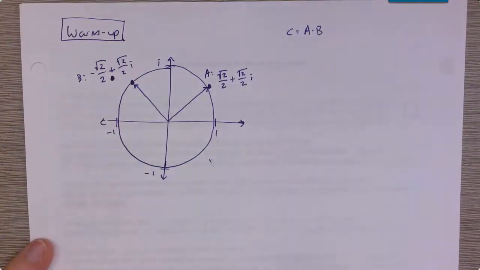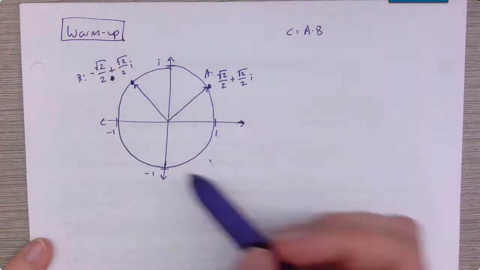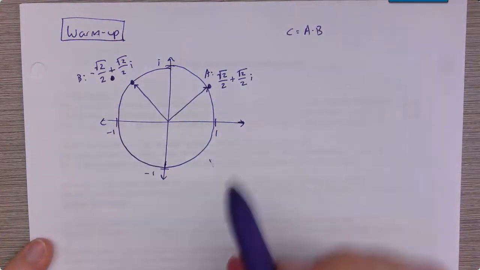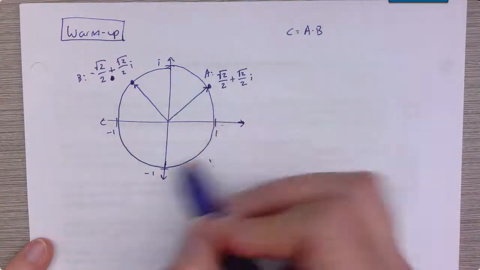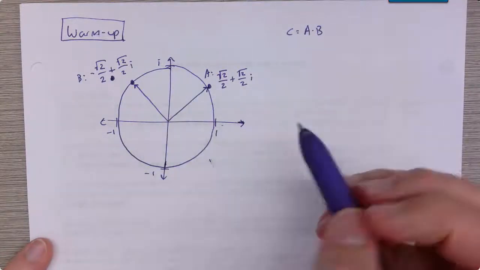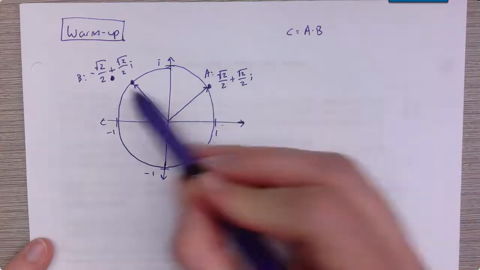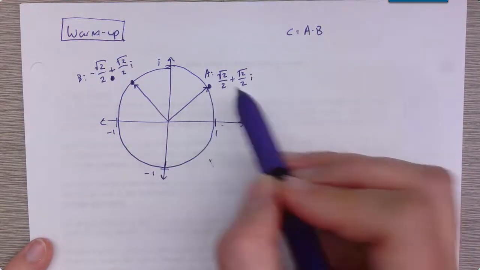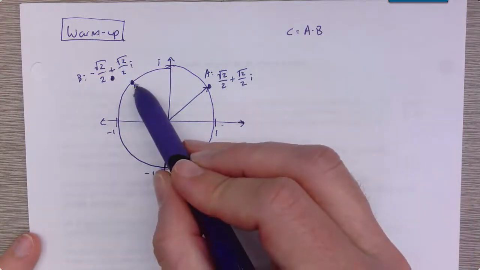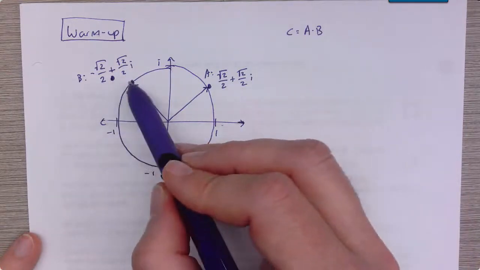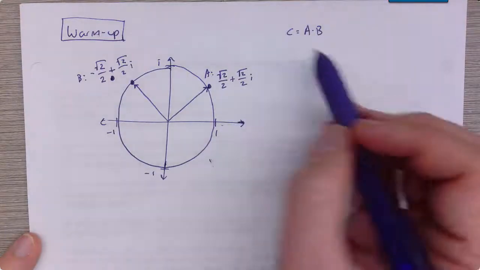Okay, so quick warm-up. Let's say this is the unit circle on the complex plane. So this is 1, this is i up here. All points on this circle are distance 1 from the origin. So let's consider points A and B. Point A is the complex number root 2 over 2 plus root 2 over 2 i. Complex number B is negative root 2 over 2 plus root 2 over 2 i. What happens if we multiply them together?